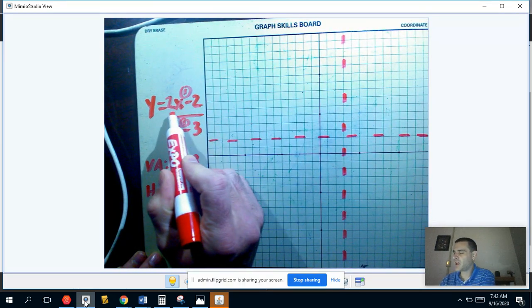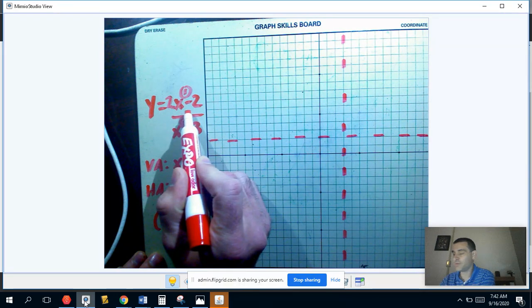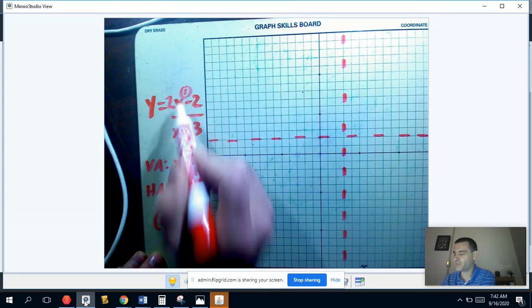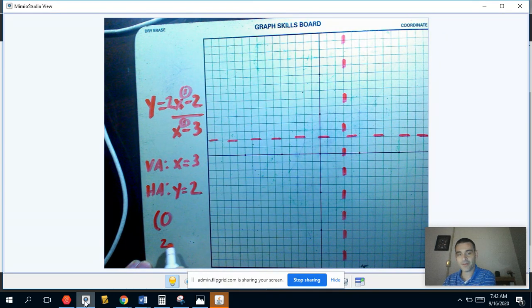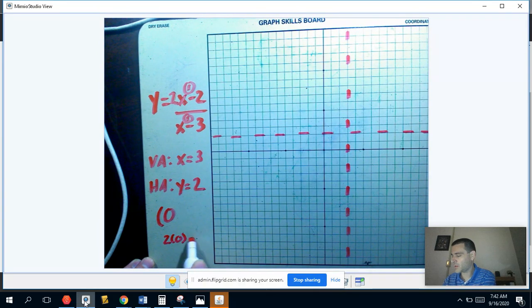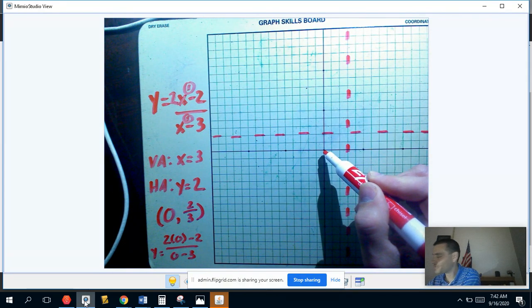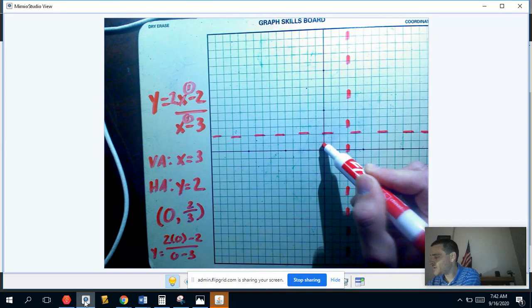So if I put 0 on the top, 2 times 0 minus 2 would be negative 2. If I put 0 on the bottom, 0 minus 3 would be negative 3. So it'd be negative 2 over negative 3. Again, that's just putting 0 into both of those. I'll show you real quick. If you do the math here, that's going to make 2/3. So (0, 2/3) would be a point on my graph. So here's 0. 2/3, you have to estimate. So it's going to be just a little bit above right there.